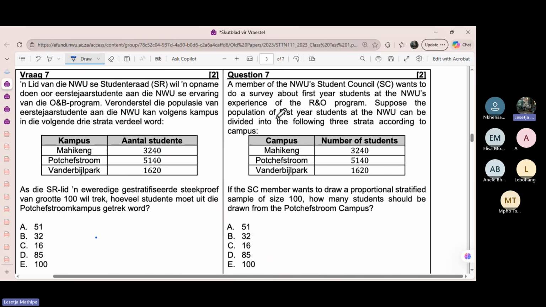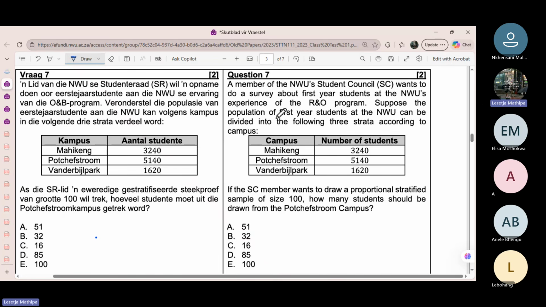All right, now they say a member of the NW Student Council, which is SC, wants to do a survey about first-year students and the NW's experience of the RNO program. Suppose the population of first-year students at NW can be divided into the following three strata. So, the question is based on stratified random sampling. We have the campus: Mahikeng, Potchefstroom, Vanderbilt Park, with the number of students. So already you can see this is capital letter N, the population stratum size of Mahikeng, Potchefstroom and Vanderbilt Park. Now we can use those population stratum sizes to get the population size.